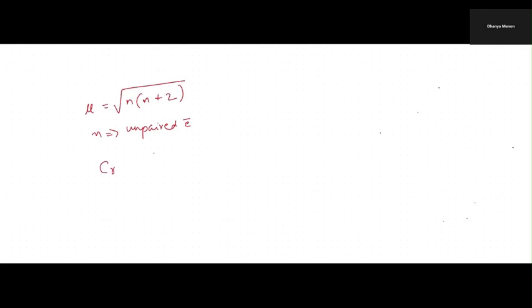Now, coming to chromium. Chromium has an atomic number of 24. It will be given in the question paper, don't worry about it. So we know the filling up of electrons, right? How the electrons are filled. So we have the Aufbau principle here: 1s, 2s, 2p, 3s, 3p, 3d, 4s, 4p, 4d, 4f.